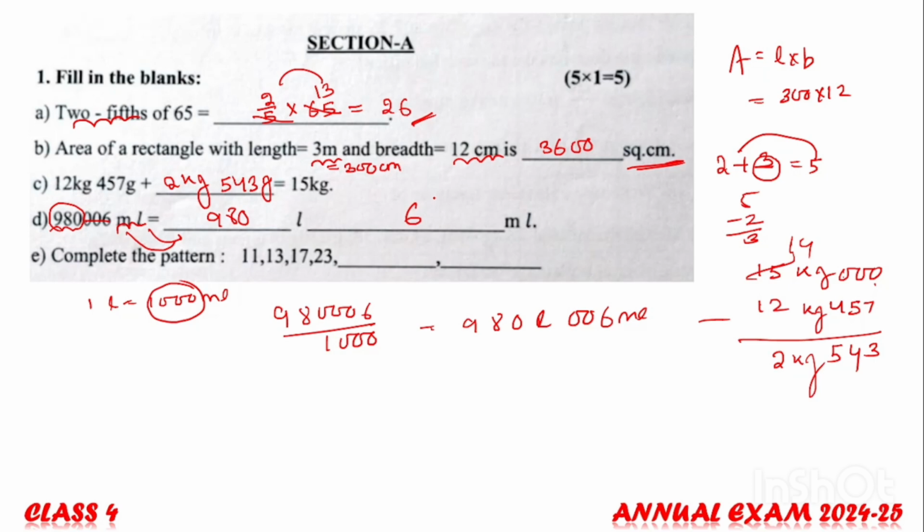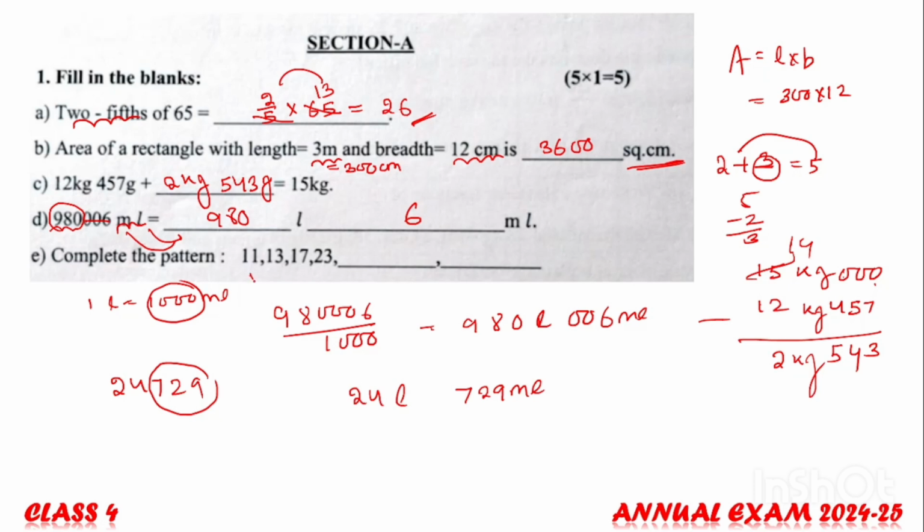All of you understand? Suppose the question is 24729. So simply 3 digits we write in the milliliter place, that is 729 milliliter, and the remaining we write in the liter place, that is 24 liter. All of you understand?